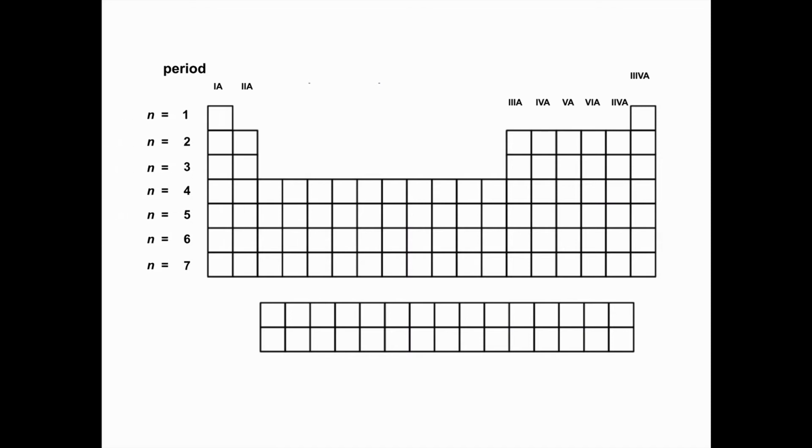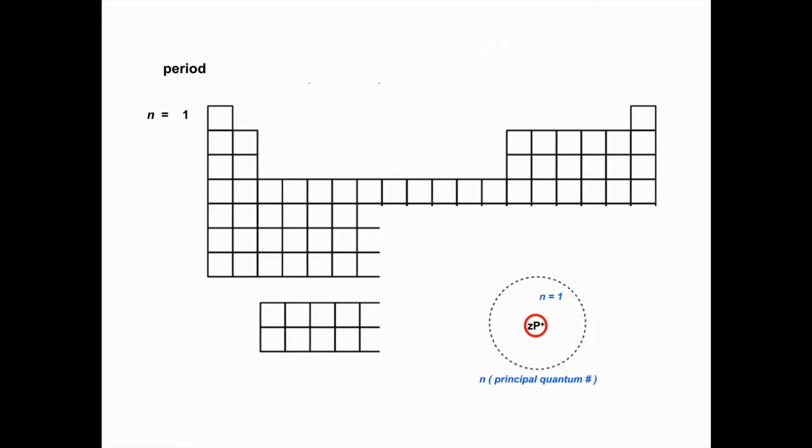The periods represent the principal quantum numbers. The first energy level, and then I drop down to the second energy level, and then the third, the fourth, the fifth, and these represent distances from the nucleus. All right, so quantum mechanics, right? Principal quantum number, distance from the nucleus.